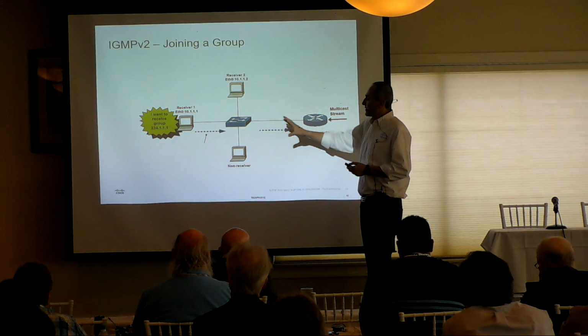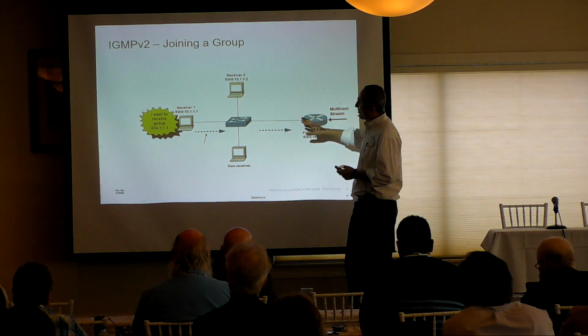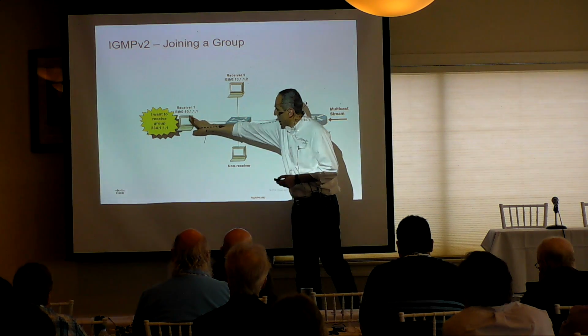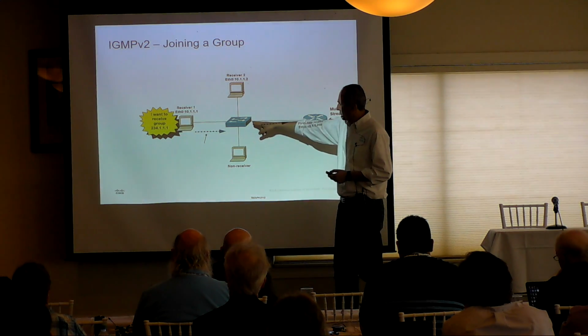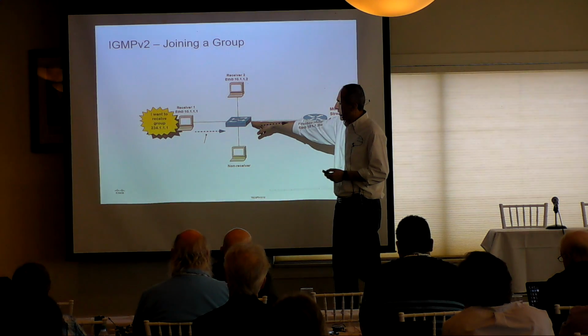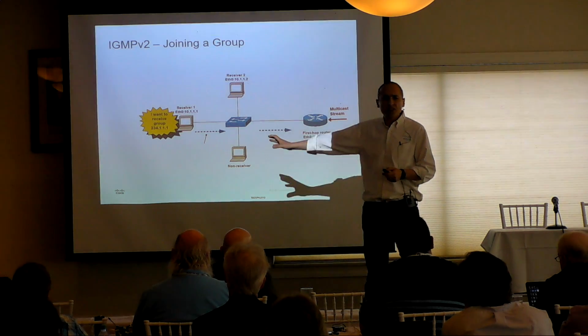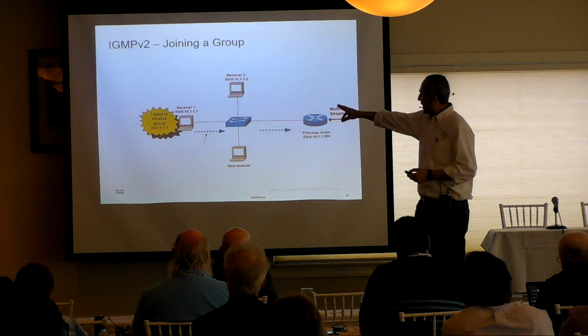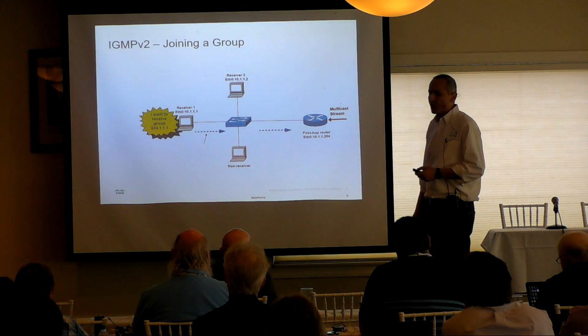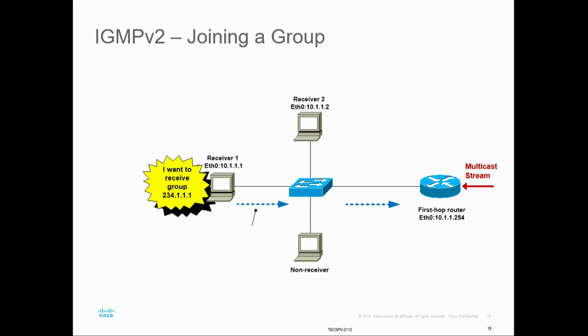We only get this 2110 stream if the endpoint requests it through an IGMP join. So basically, an IGMP join looks like this. I want to receive group 234.111. Easy. It sends it to the switch, and then the network will use its PIM signaling to pull the multicast stream to the endpoint.